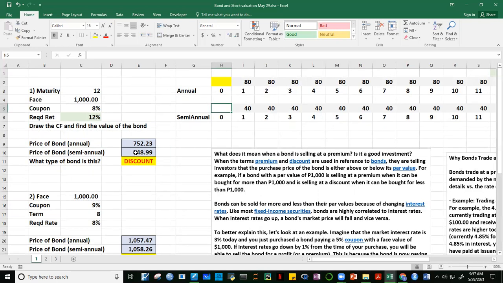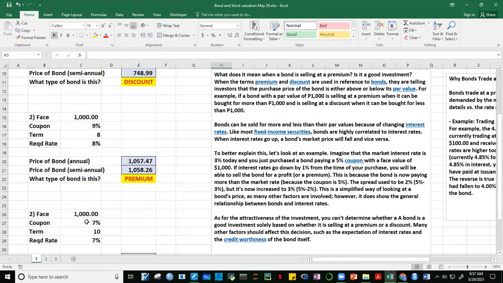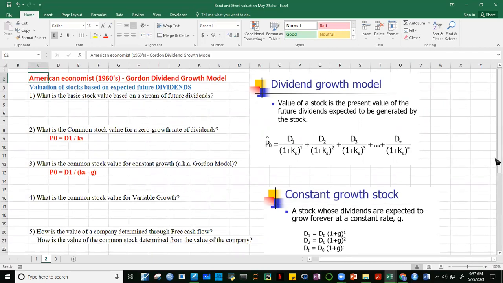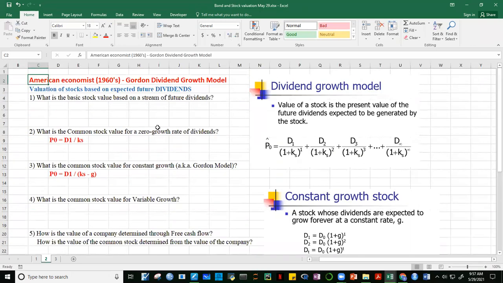It could be a discount bond where your prevailing market rate is less than your coupon rate, or it could be a premium bond where your prevailing market rate is greater than your coupon rate, or it can be a par bond where the prevailing market rate is equal to the coupon rate. On the other hand, for stocks, it's quite different. So Gordon came up with this, which we call the Gordon model. So let's answer the first question. What is the basic stock value based on a stream of future dividends?